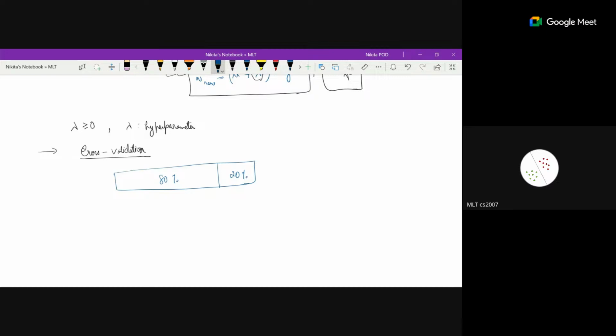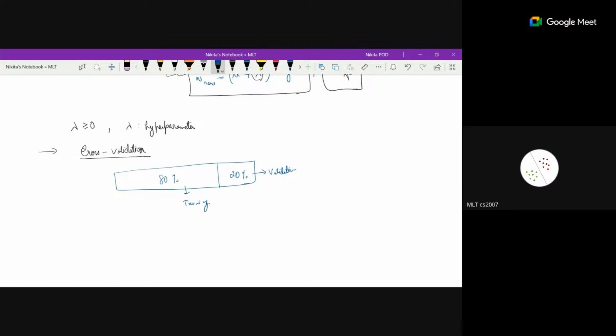So on this training data set, we fit our model, and whatever model we obtain, we use that model to predict the mean square error on the validation data set. Okay. So this is my validation data set, and this is my training data set.